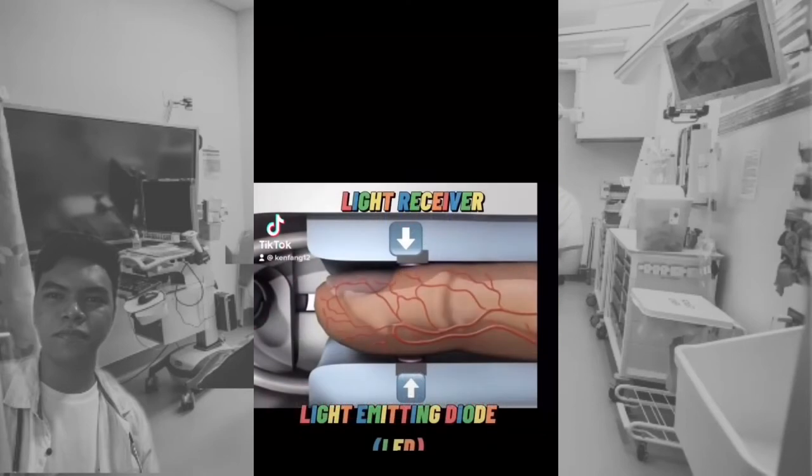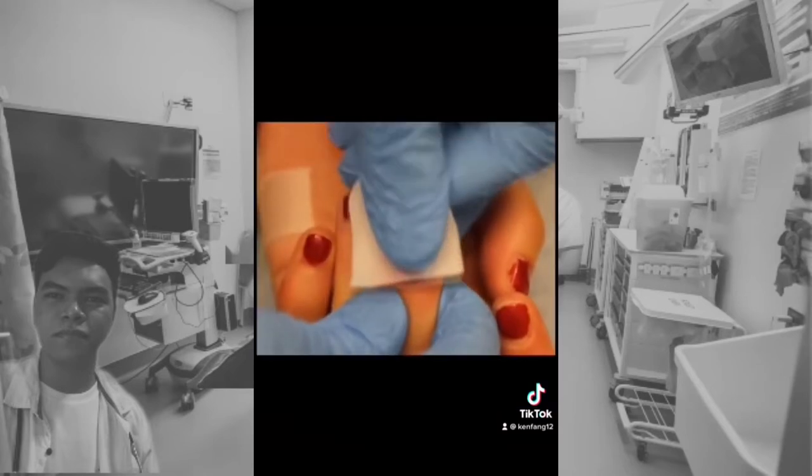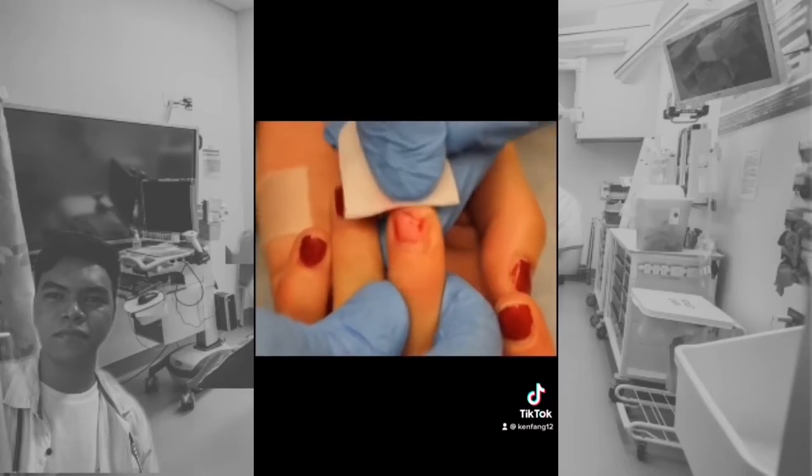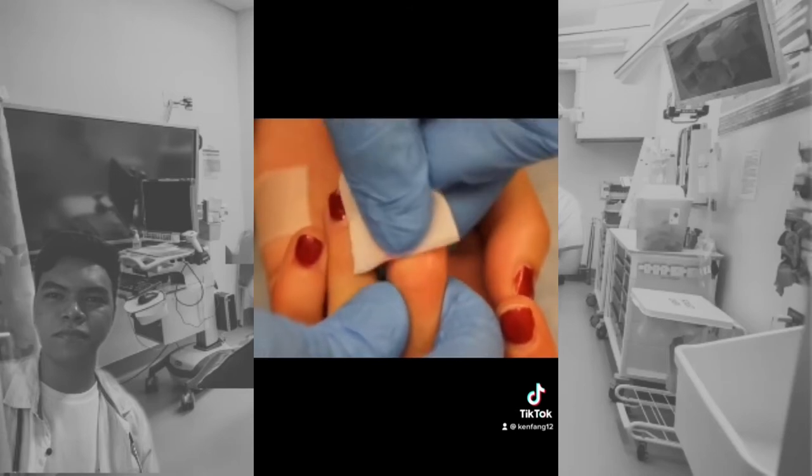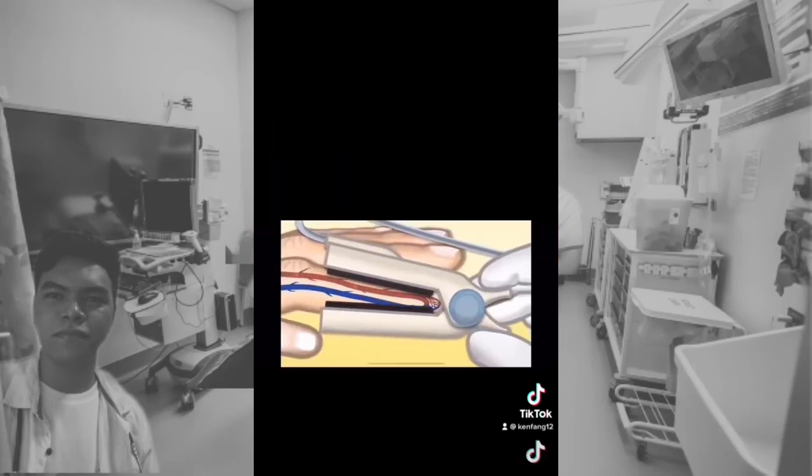How does it work? Inside of the pulse oximeter, it has light emitting diodes on both sides. In order to be accurate, the reading of the photoreceiver should remove all the possible blockage of the light. Remove the nail polish for the female patient.